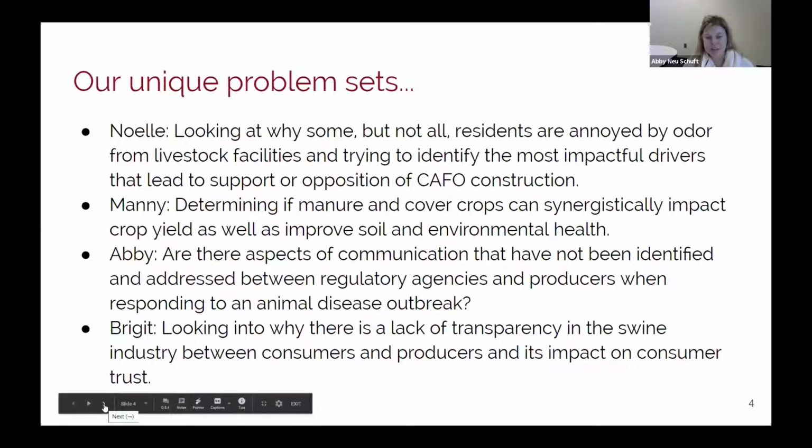I think most of you are probably familiar with what I was working on when we were actually in Texas: trying to identify if there are aspects of communications that haven't been identified as part of the communication gaps during disease outbreaks for animals.